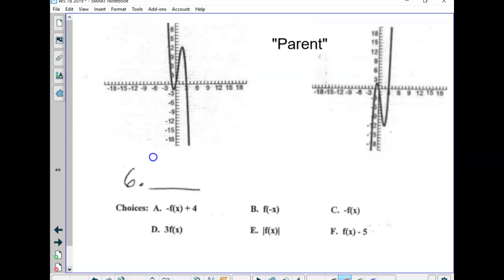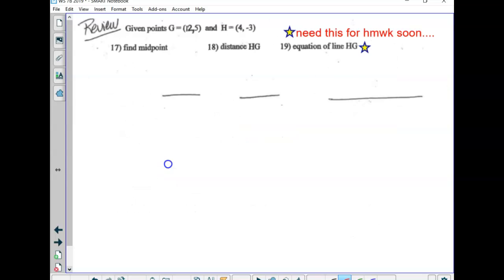And last one, I don't want to look at the choices. I want to see if I can figure out if this is the parent, -2 or +2, -12, +12. I think it's just upside down, isn't it? Reflected this way over X, which is C. Okay, I want to go quickly through these, but one of these you're going to need today.